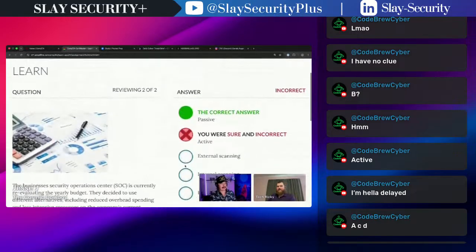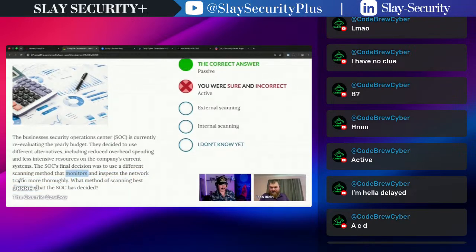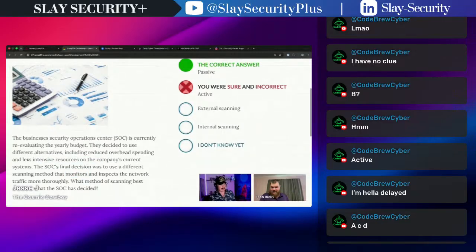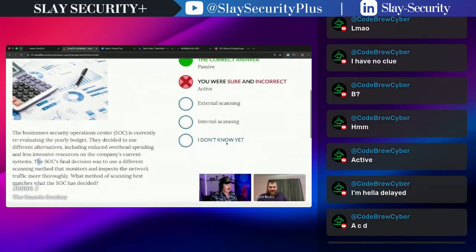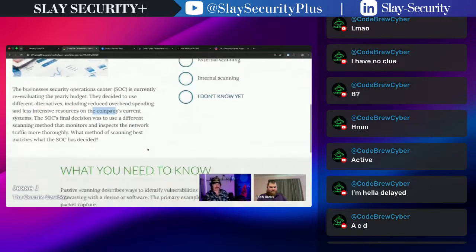Some of these questions just say this one random job title wants to do a scan but doesn't specify. It says monitor and inspect the network traffic more thoroughly. Overhead spending, here it is. Less intensive resources on the company's current systems. The only one, the passive one, is the one that is less intensive. Good question. That was my bad. It just buried that in a huge thing. On test day, I would have read this a couple more times. And a less intense overhead spending. That makes sense.